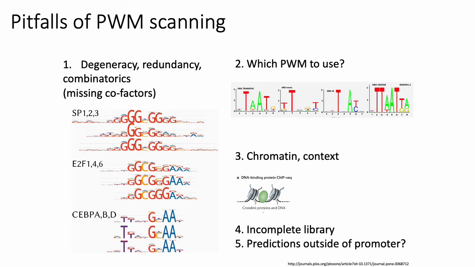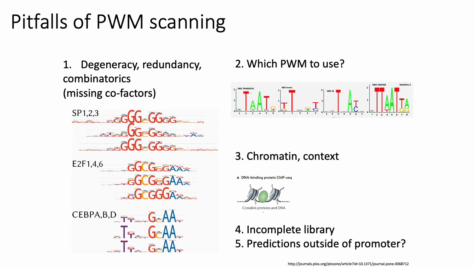One of the less popular ways of generating regulatory networks is through position weight matrix scanning. We already went through how to construct position weight matrices and how to do a basic scan using them. Here I'll talk a little bit about pitfalls of using them to generate regulatory interaction networks. The first major problem is that there's a lot of degeneracy in transcription factor binding site recognition sequences.